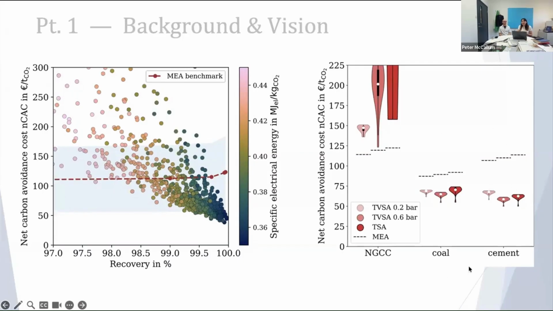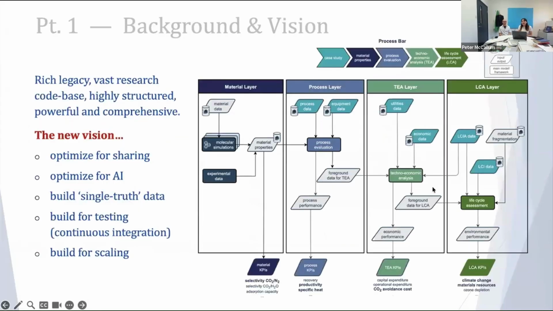And again, on the right hand side here, you can very quickly assess for different point source carbon capture systems. So depending on where you capture your CO2 from, natural gas combined power plant, coal-fired power plant, or cement plant, how these materials compete with these dotted lines, which is the benchmark. So, a lot of very interesting insights that you can get very quickly.